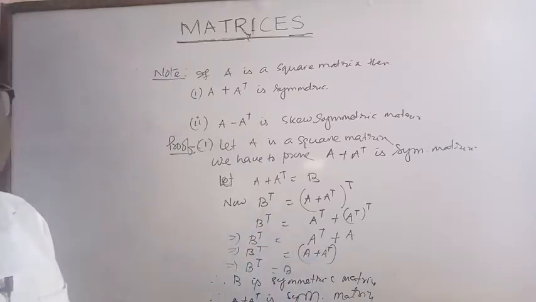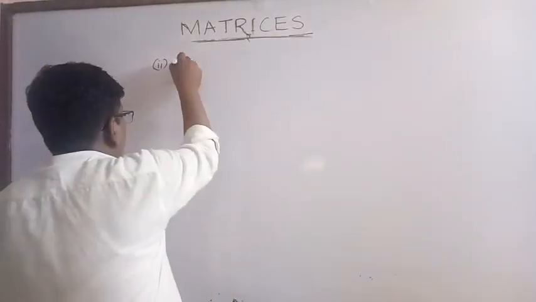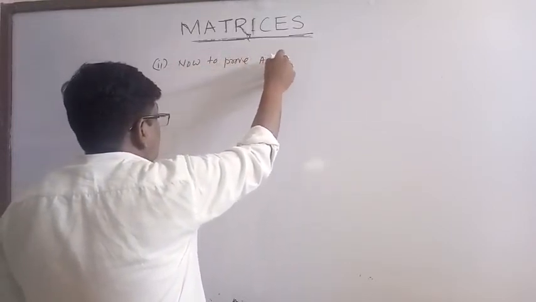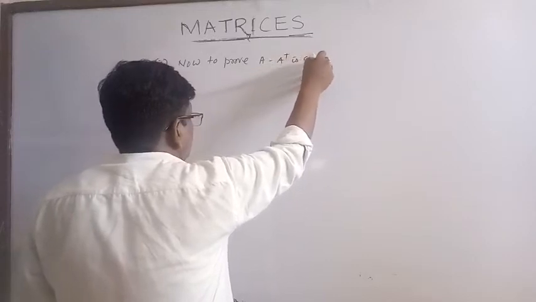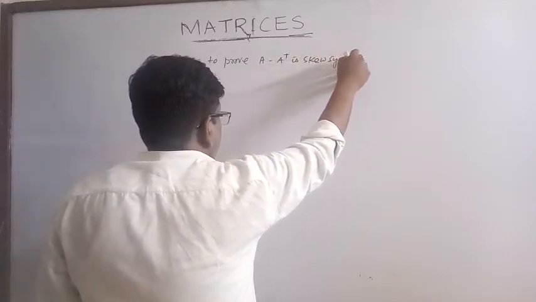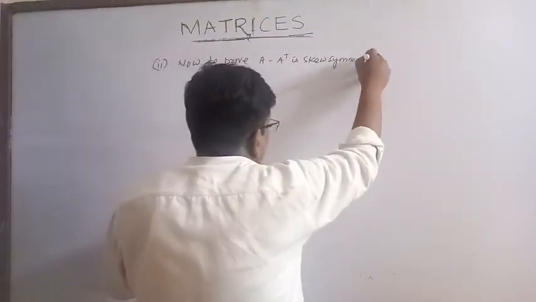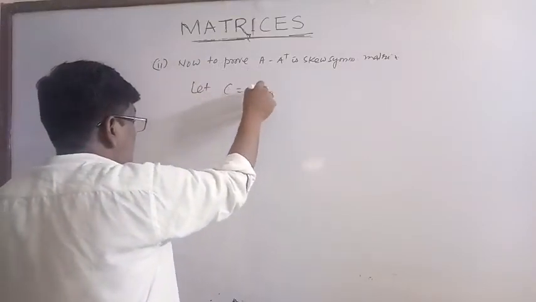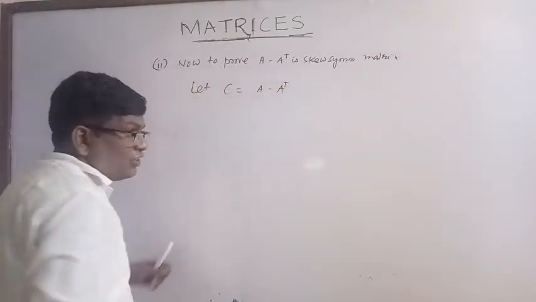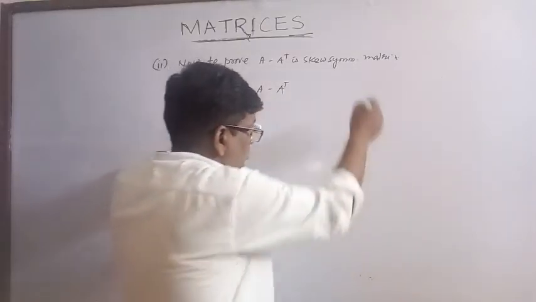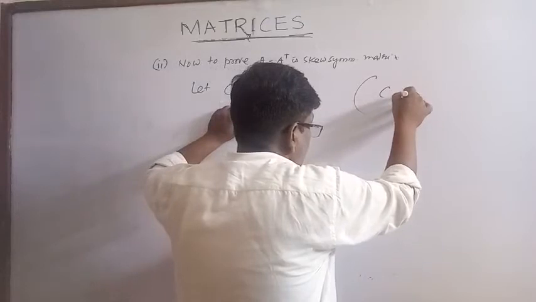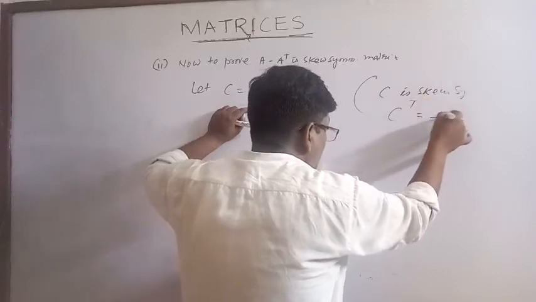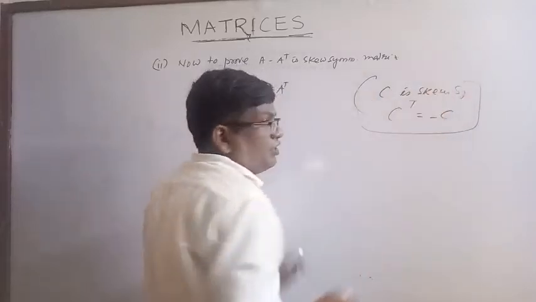Now to prove A minus A transpose is a skew symmetric matrix, let C be equal to A minus A transpose. How do we show C is skew symmetric? C is skew symmetric means C transpose is equal to minus C. This concept should be remembered.